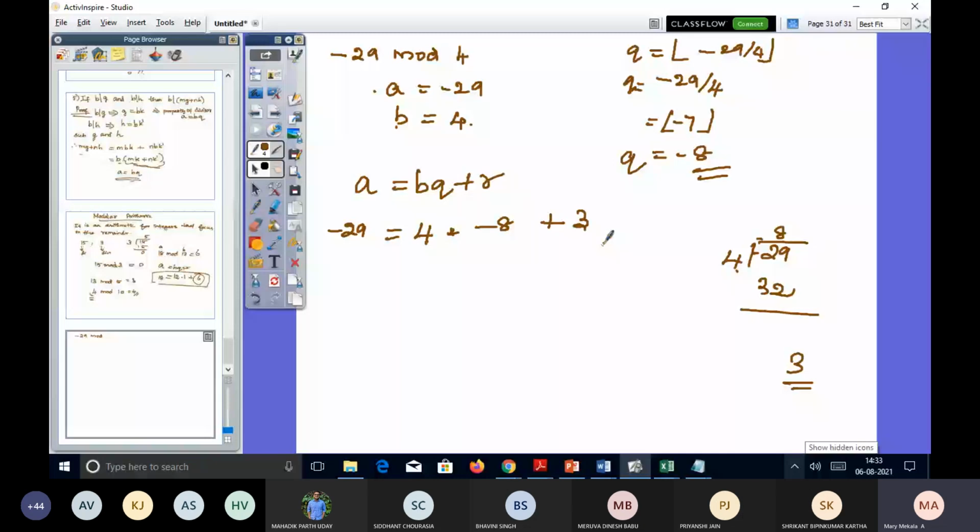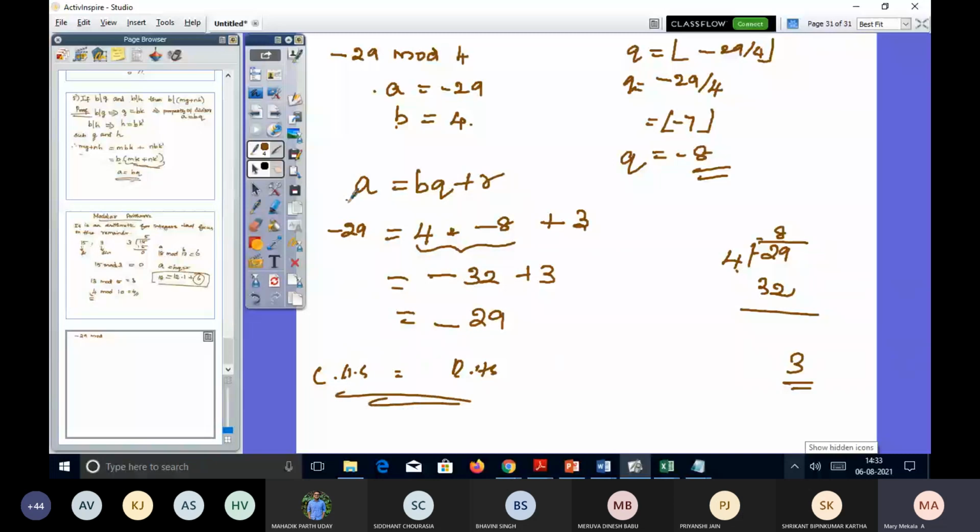So here when you calculate this, you will get minus 32 plus 3. So you will get minus 29 in the right hand side also. So here, if you see, LHS is equal to RHS. So if they ask you to prove with the help of the division algorithm, then you can prove it in such a way. Okay, otherwise we know it. Suppose they are asking you to prove using this division algorithm, then you have to prove that LHS is equal to RHS in this particular notation.